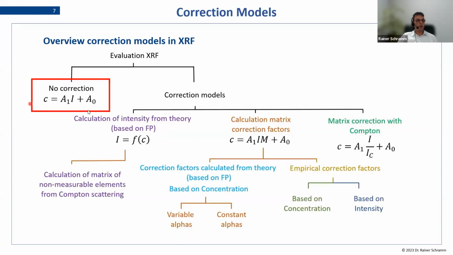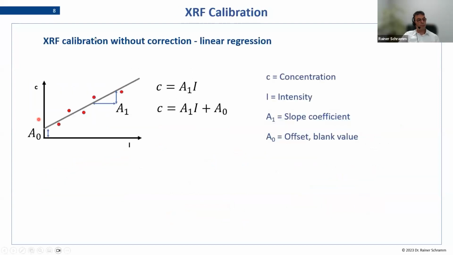But now let us start to observe the easiest way to do correction. That means no correction. So in the start, it will look something like this. You measure your standard materials, you have your intensities, you have your concentrations, and by a linear regression, you will establish your calibration line, which in the end will give you a coefficient for the slope and an absolute offset, A0.